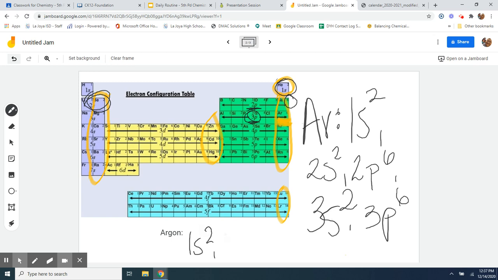1s2, 2s2, 2p6, 3s2, and 3p6. And if you look at the last part, doesn't it look like the electron configuration ending of neon? Yes, the only thing that has changed is the energy level. It still ends in s2 and p6. The only thing that's changing is the energy level that it is in.